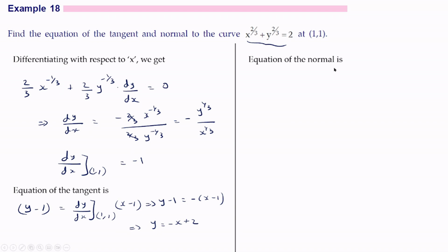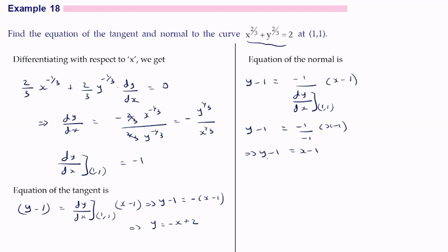And next equation of the normal is given by y minus y1, it is 1, equal to minus 1 by dy by dx at (1, 1) into x minus x1, which is 1. So here dy by dx at (1, 1) is minus 1. So from this we get y minus 1 equal to minus 1 by minus 1 into x minus 1, or y minus 1 equal to x minus 1. So from this we get y minus x is equal to 0. This is the equation of the normal, and this we can write as x plus y minus 2 equal to 0. This is equation of the tangent.